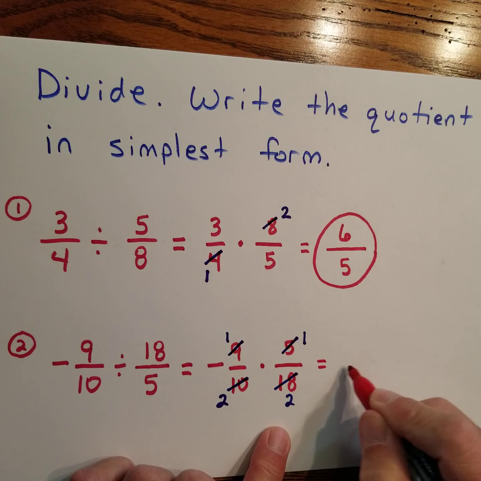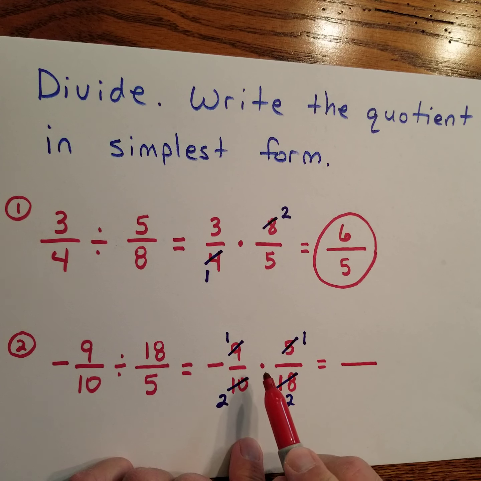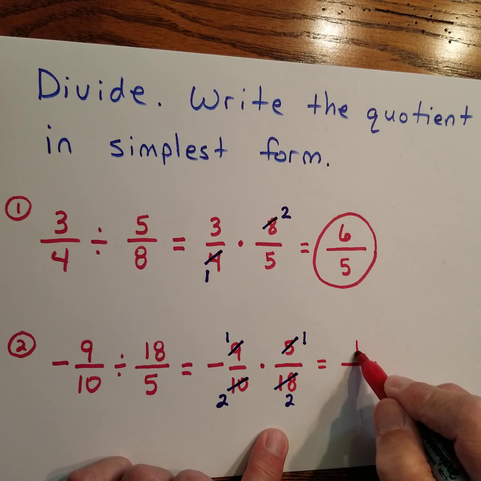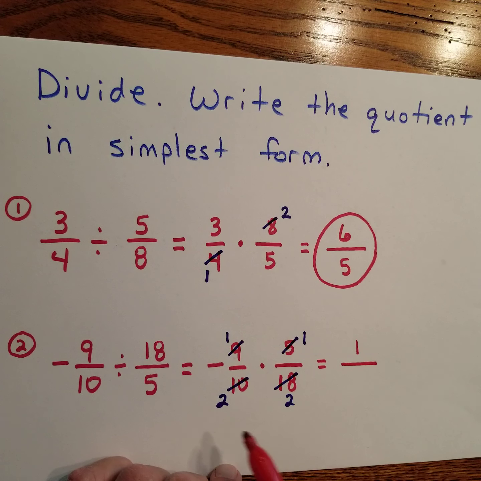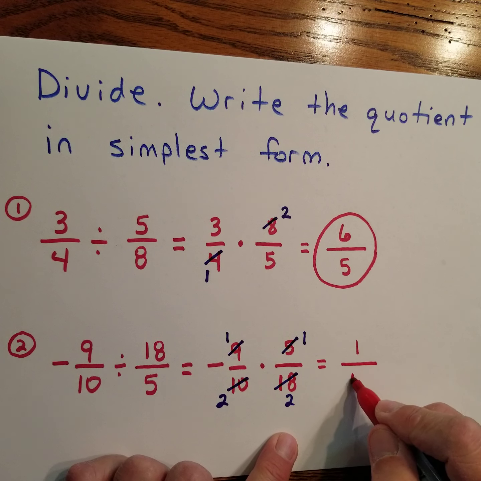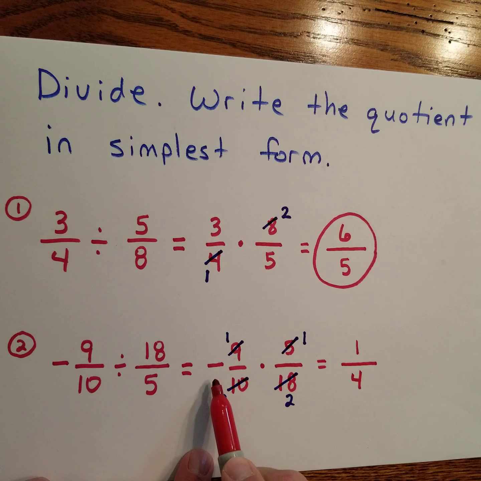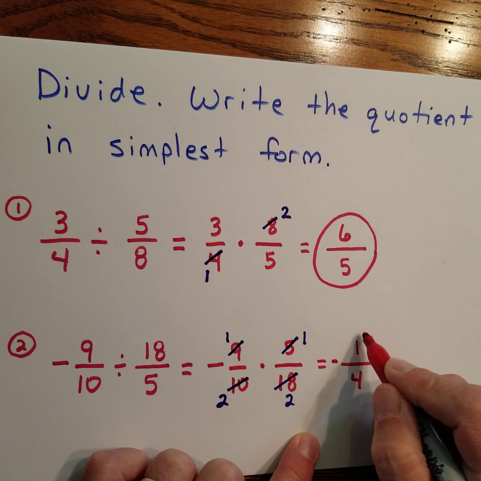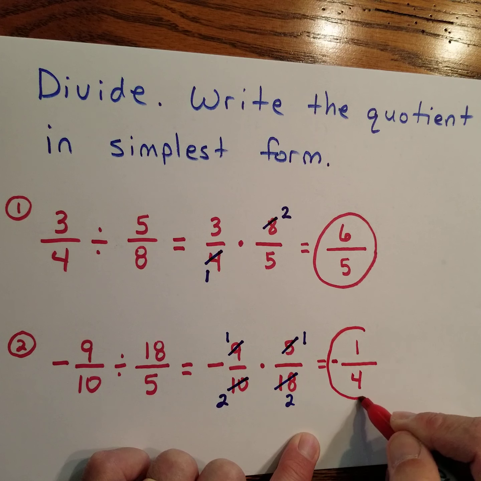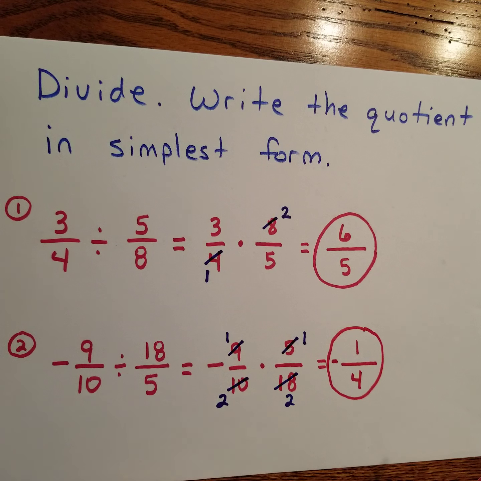Now multiply tops and bottoms. The top, 1 times 1, is 1 in the numerator. The bottom, 2 times 2, that's 4 in the denominator. And I'm multiplying with 1 negative. When you multiply with 1 negative, your answer is negative. I like negative 1/4 for number 2.